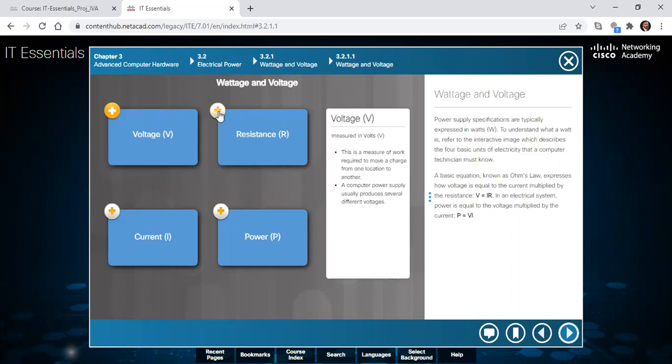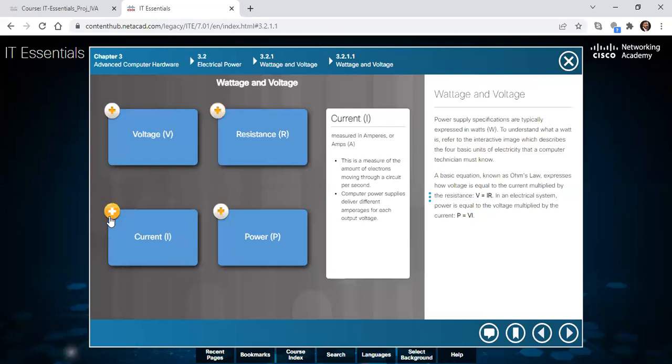Then let's look at the resistance. Resistance is measured in ohms. This refers to the opposition to the flow of current in a circuit. Lower resistance allows more current to flow through a circuit. A good fuse has low resistance, almost 0 ohms. So let's take note of that.